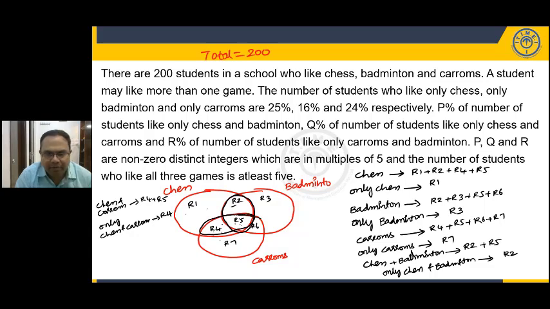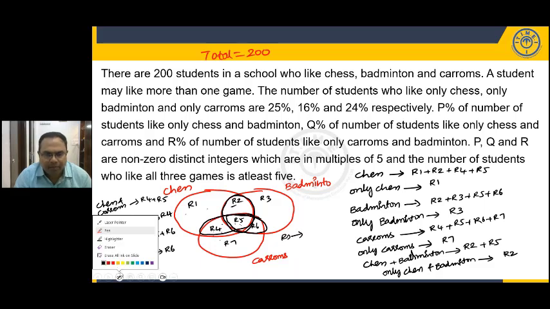Right? What is R5 plus R6? These two regions, badminton and caroms. Badminton plus caroms. It is R5 plus R6. What is R6? Only badminton and caroms. What is R5, students? R5 is all three regions.